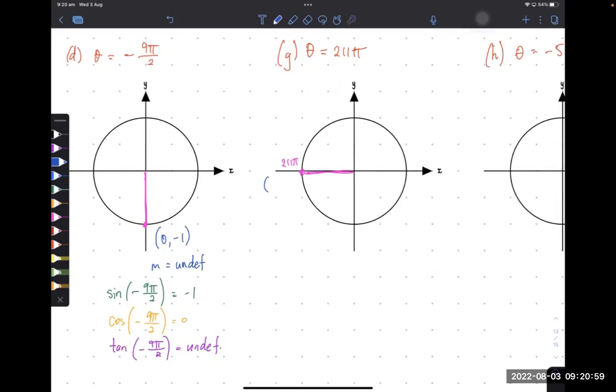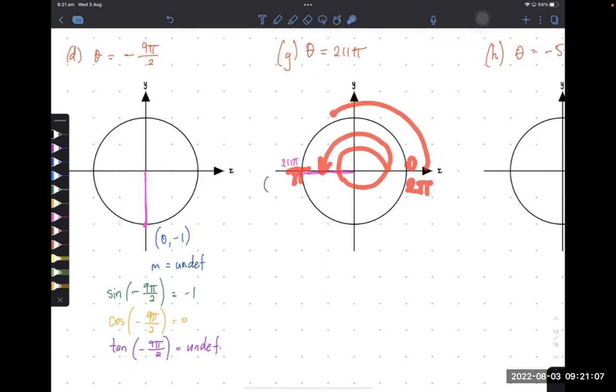Look at the pattern. 0 is here. Pi is here. 2 pi is here. If we keep rotating anti-clockwise, we rotate another halfway. That's 3 pi. And then 4 pi, 5 pi, 6 pi, 7 pi. So it just goes half, half, half, half, half. This is the idea of going beyond, and now you start to notice the pattern. On the left-hand side, it's odd. On the right-hand side, it's even. So that's how we came to that.